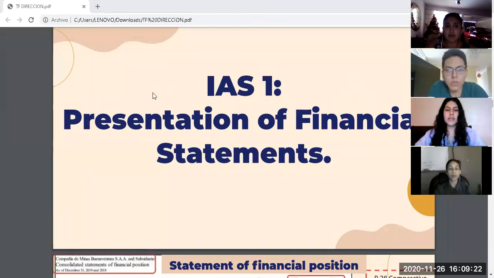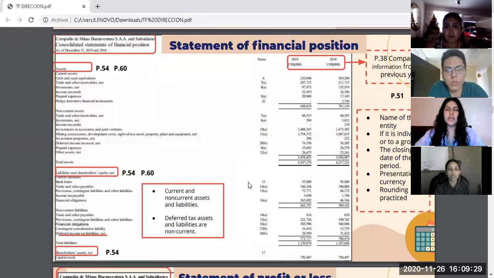Now we are going to talk about accounting standard number 1, which is presentation of financial statements. In the first place, according to paragraph 51 of the standard, the organization must present the name, if it is individual or from a group, the closing date, the presentation currency, and the rounding practice. We can see Buenaventura mentions everything. Here we have the name. It mentioned that the financial statements are consolidated. It presents the closing date. The currency is dollars and it is in thousands.